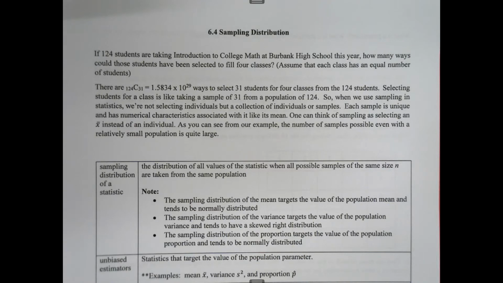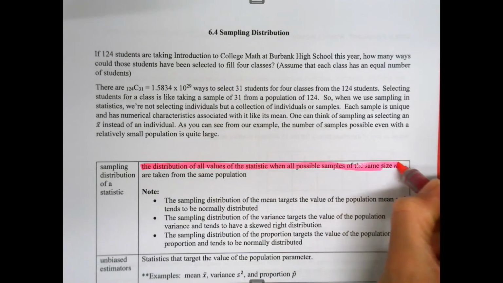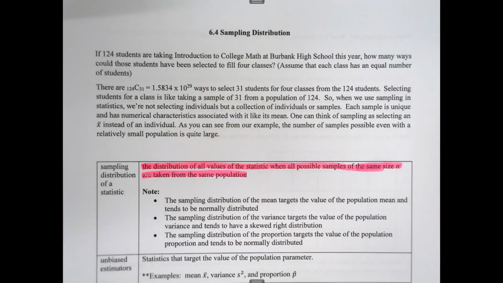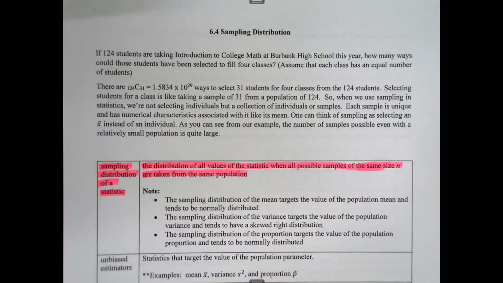So what is a sampling distribution? A sampling distribution is the distribution of all of the values of some statistic when all possible samples of the same size n are taken from the same population. Essentially, if we took all possible samples of some size and then found some statistic, that statistic could be the mean, the proportion, the standard deviation, the variance, and then we organized all of those results into a table, we would have a sampling distribution.